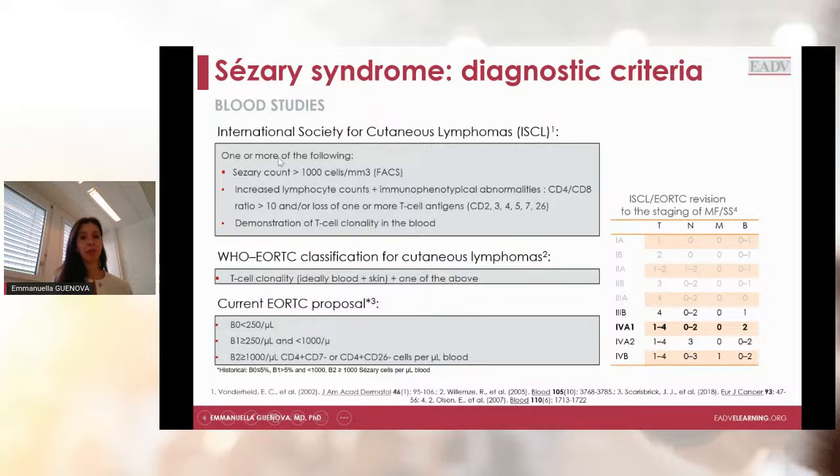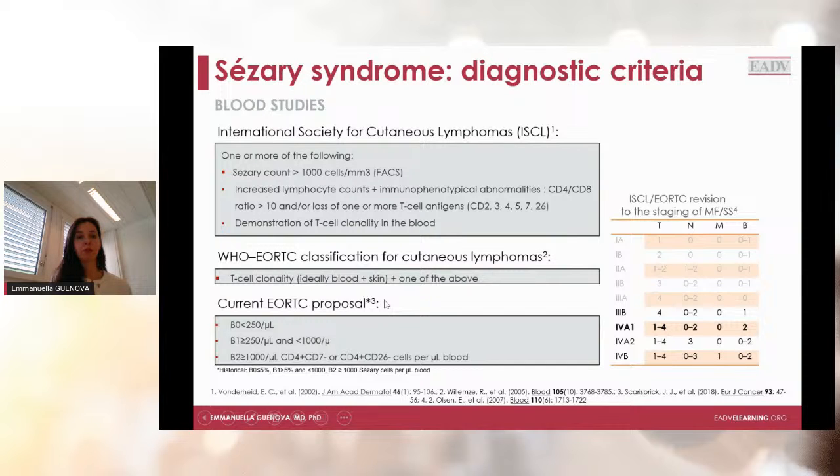We need one of the following, according to the International Society for Cutaneous Lymphoma: elevated Sézary count, increased lymphocyte count, plus immunophenotypic abnormalities such as pathologic CD4-CD8 ratio above 10, and aberrant loss or gained expression, most commonly loss of CD7, CD26, and a demonstration of the clonality of the blood, or slight modification according to the WHO-EORTC classification.